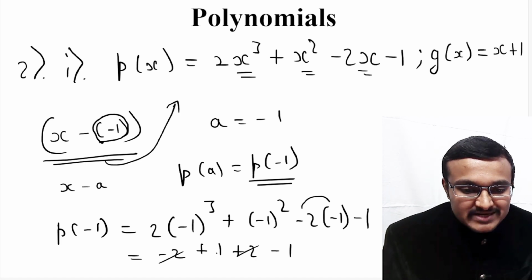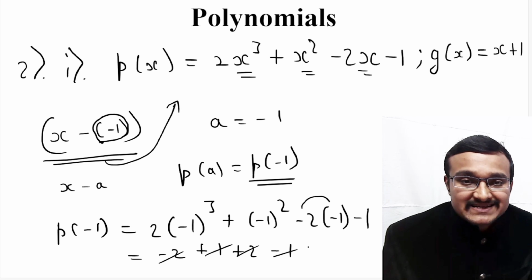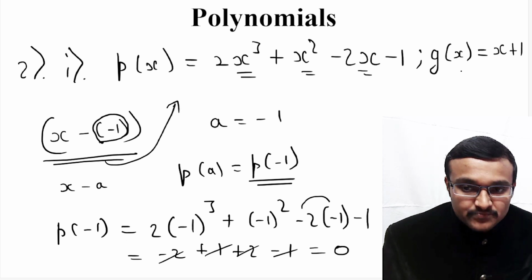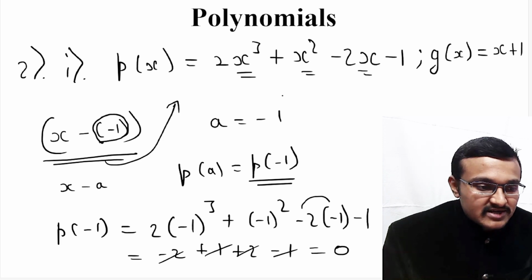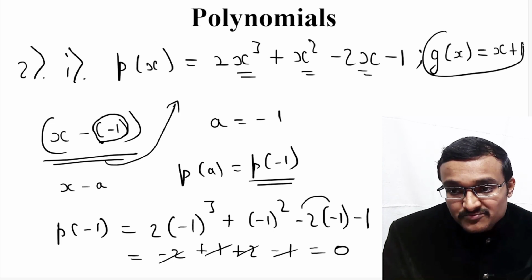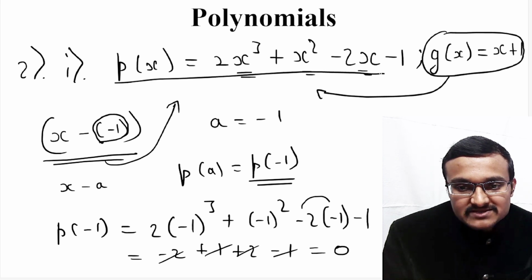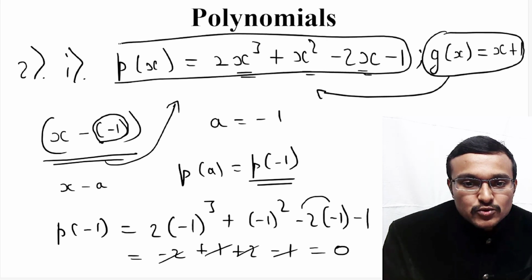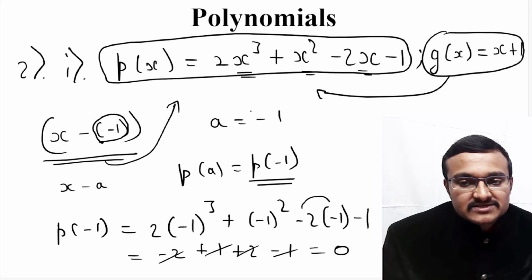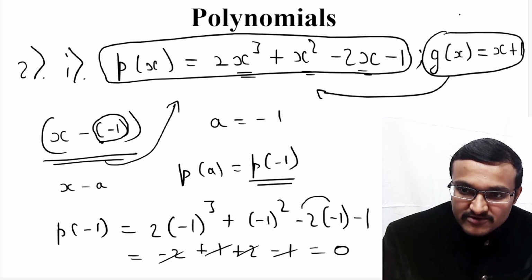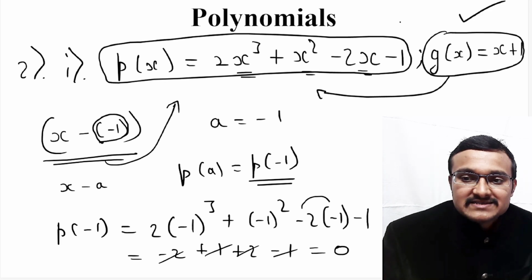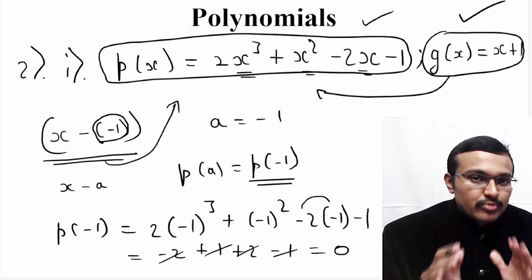So here minus 2 plus 2 get cancelled with each other, plus 1 and minus 1 get cancelled with each other. So finally you are getting 0. So that means this particular g of x, that is x plus 1, is the factor of this polynomial p of x, that is 2x cube plus x square minus 2x minus 1. So g of x, that is x plus 1, is the factor of this particular polynomial.